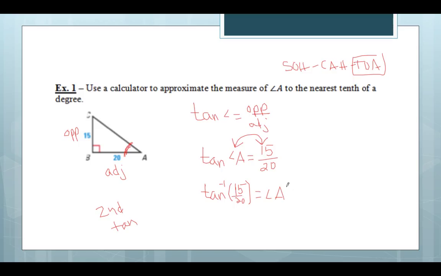Now that I have the angle by itself, I'm just going to type this in my calculator exactly as it appears. So I'm going to hit second tan. That should bring up the tan to the -1. Again, that's called the tan inverse. Use your parentheses of 15/20, and then you should find that angle A, rounded to the nearest tenth, is about 36.9 degrees.